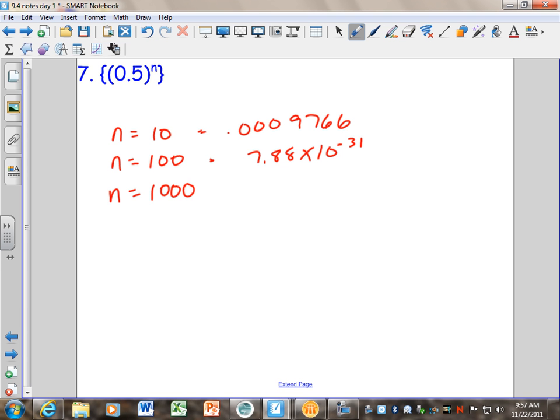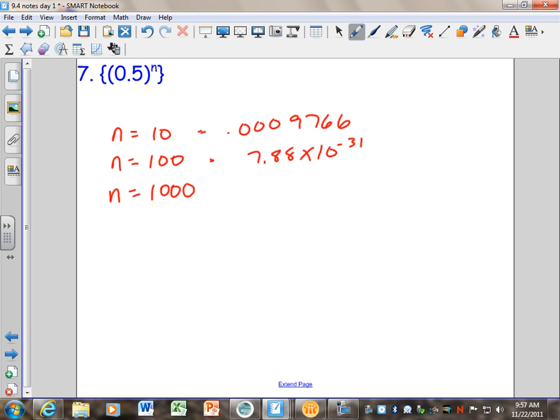What is this number really, really close to? Zero. Zero, because this negative exponent means we would actually move this decimal point 31 places this way and fill that all in with zero. So that's like 0.0000000, 29 zeros, 30 zeros, then 788. So I didn't even do 1,000 because it's just going to keep getting smaller. Because it really doesn't, it probably can't do any more decimals. Does that make sense what I'm saying?